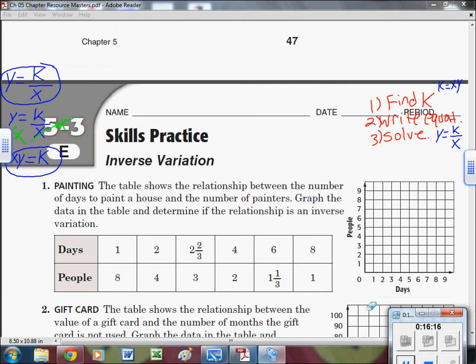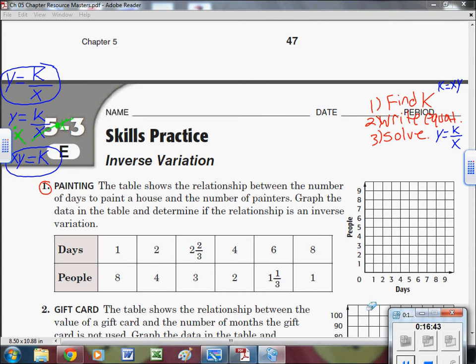All right, so now in this example, we're going to do question number 1 on the screen. It's about painting. I left some of our previous notes up so we can use them for reference. It says the table shows the relationship between the number of days to paint a house and the number of painters. Let's say you're a contractor or a painting company, and you have to decide how many people to hire onto the job.